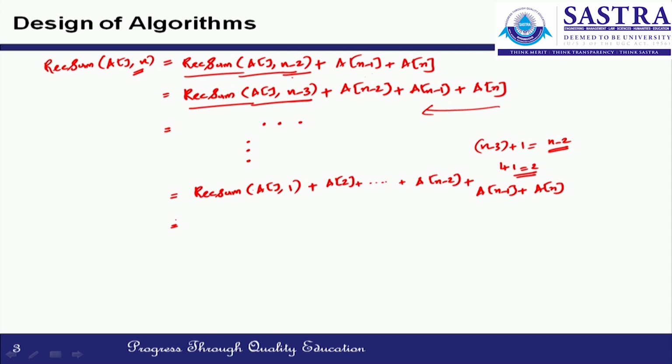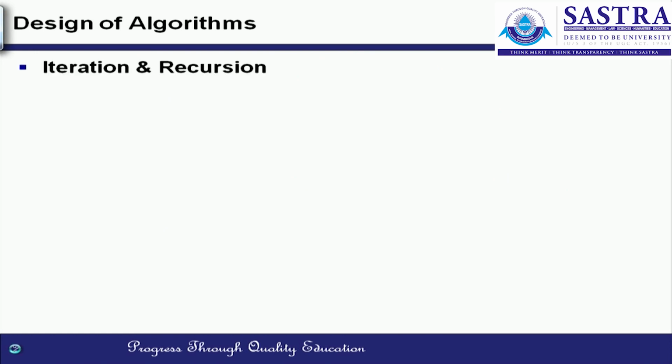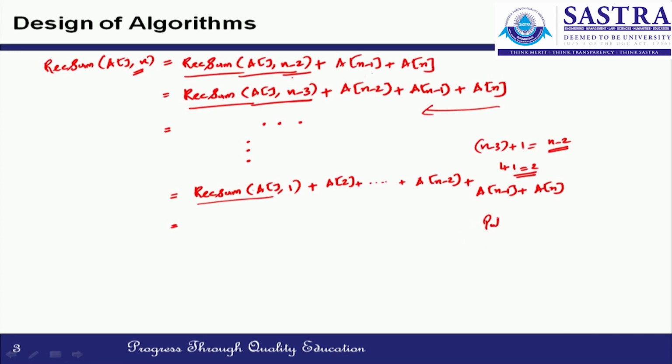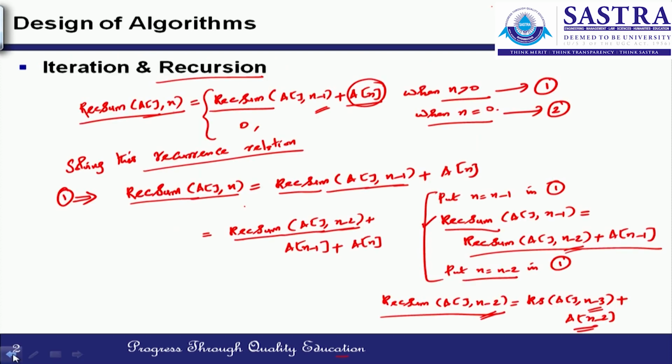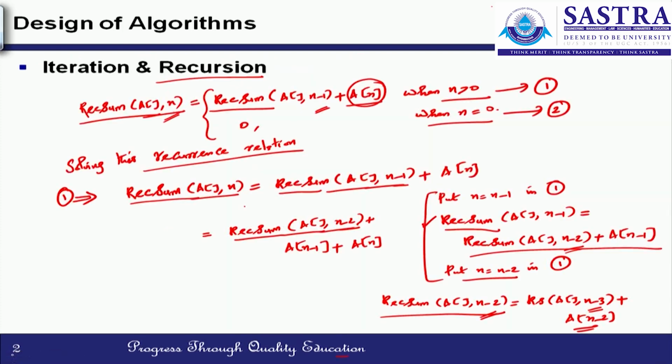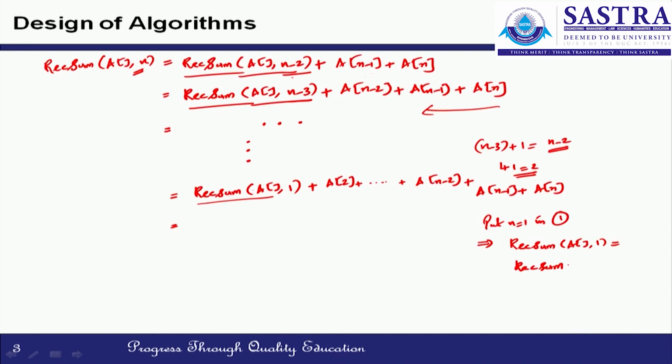Now writing here recursive sum a array comma 1. How to find the value of recursive sum a array comma 1? In equation 1, put n is equal to 1. So substituting n is equal to 1 in equation 1, we have recursive sum of a array comma 1 is equal to recursive sum a array comma n minus 1, that is 1 minus 1 which is 0, plus a of 1. This is the value of recursive sum a array comma 1.